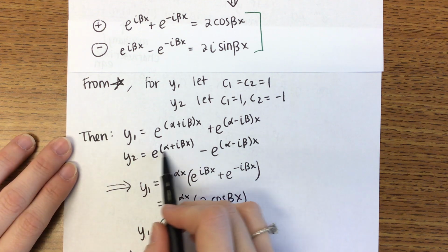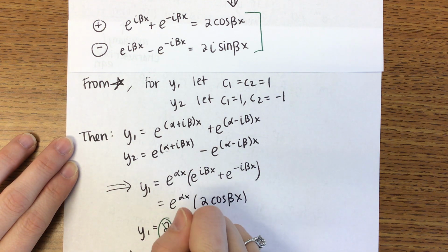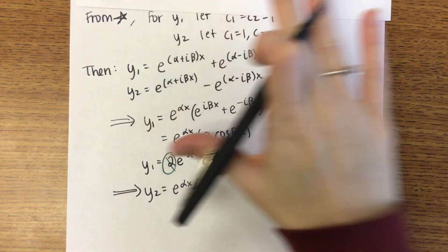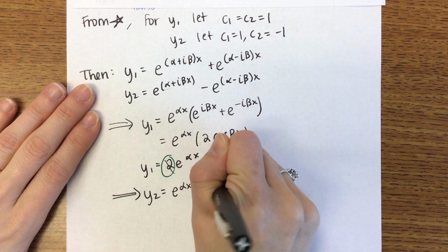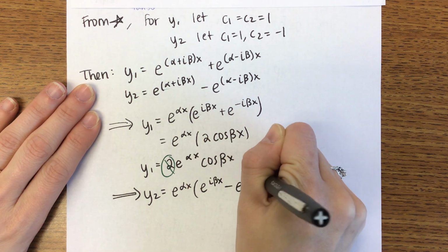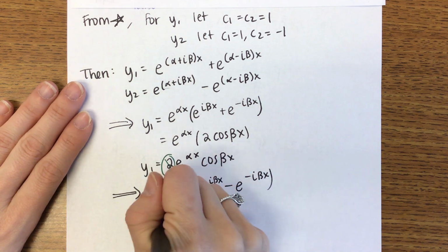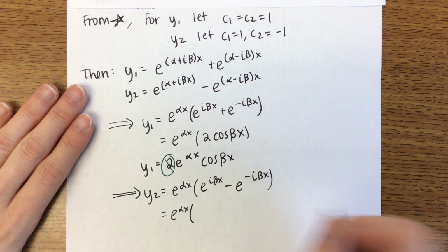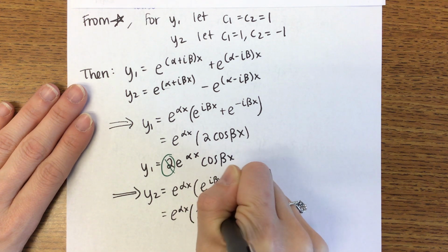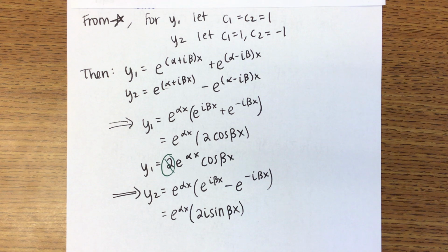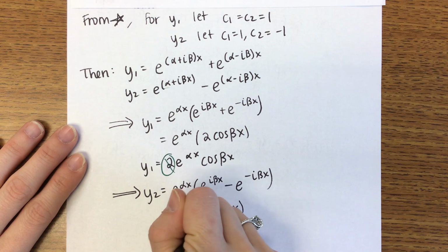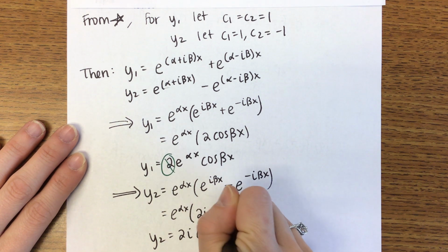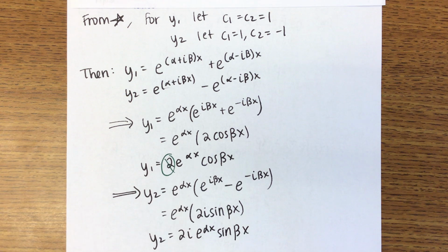For our y2 from above, again we're going to factor out e to the alpha x. And when we do, we get e to the i beta x, subtract e to the negative i beta x. We already showed above that that's equal to 2i sine of beta x. Which gives us 2i e to the alpha x sine of beta x. Again, we don't care about that constant though.